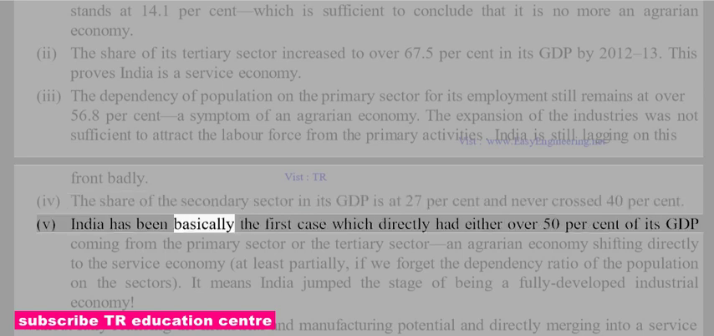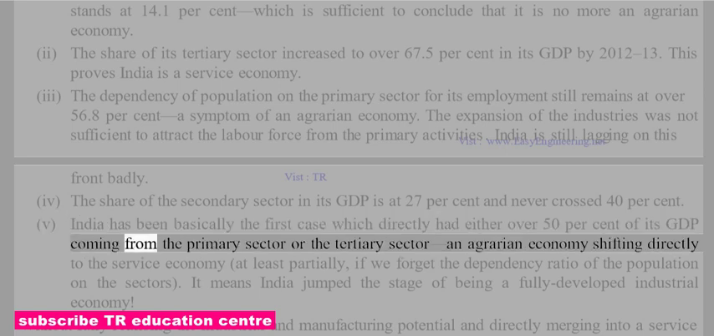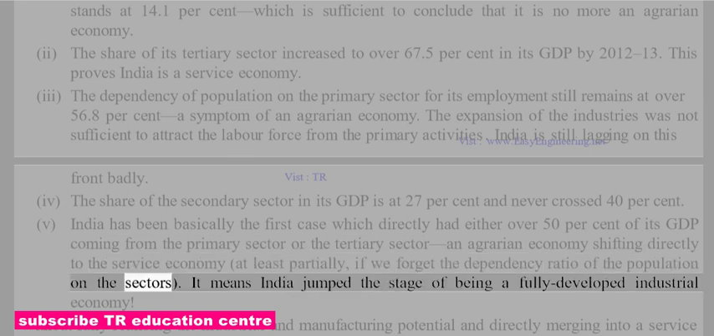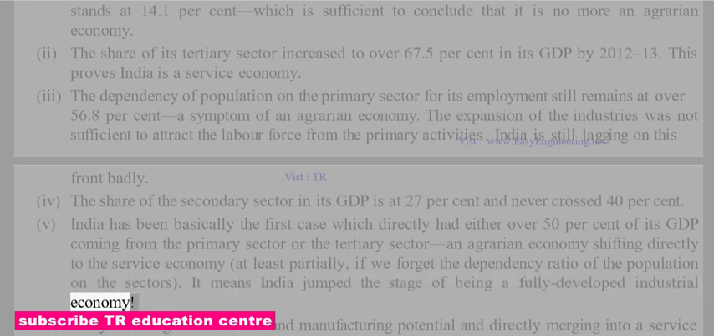India has been basically the first case which directly had over 50% of its GDP coming from the tertiary sector, an agrarian economy shifting directly to the service economy, at least partially, if we forget the dependency ratio of the population on the sectors. It means India jumped the stage of being a fully developed industrial economy. Without fully realizing the industrial and manufacturing potential and directly merging into a service economy, it has created tougher macro and micro challenges for policy makers in India.